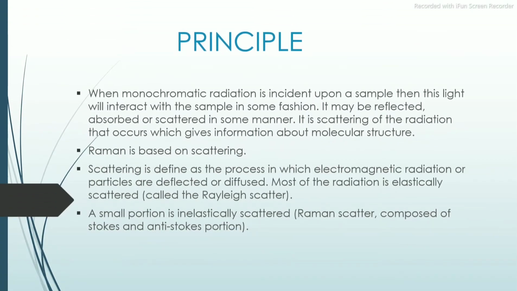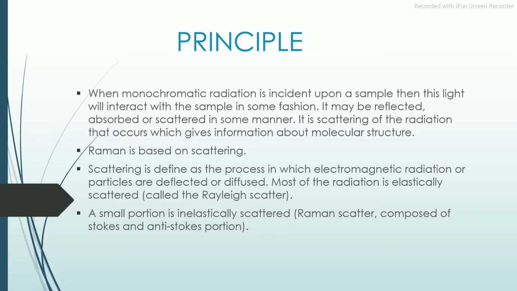Then principle. When monochromatic radiation is incident upon a sample, this light will interact with the sample in some fashion. It may be reflected, absorbed or scattered in some manner. It is the scattering of radiation that occurs which gives information about molecular structure. Raman is based on scattering. Scattering is defined as the process in which electromagnetic radiation or particles are deflected or diffused.